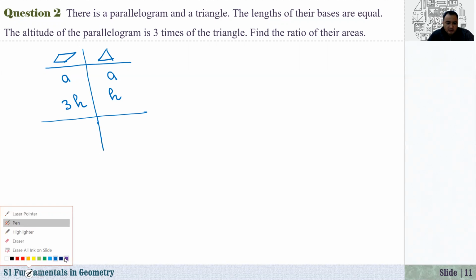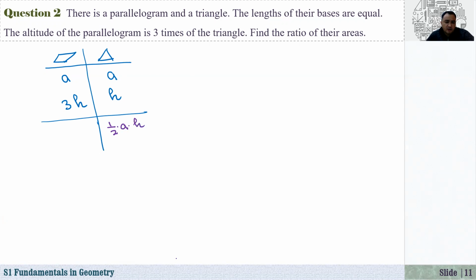Actually, the area of the triangle is 1/2 times base times h. And how about the area of the parallelogram? It's just base times height. So that's equal to 3 times a times h, right? The question is, let's say this one is a1 and this one is a2. So we need to find their ratio. So here a1 to a2, right?